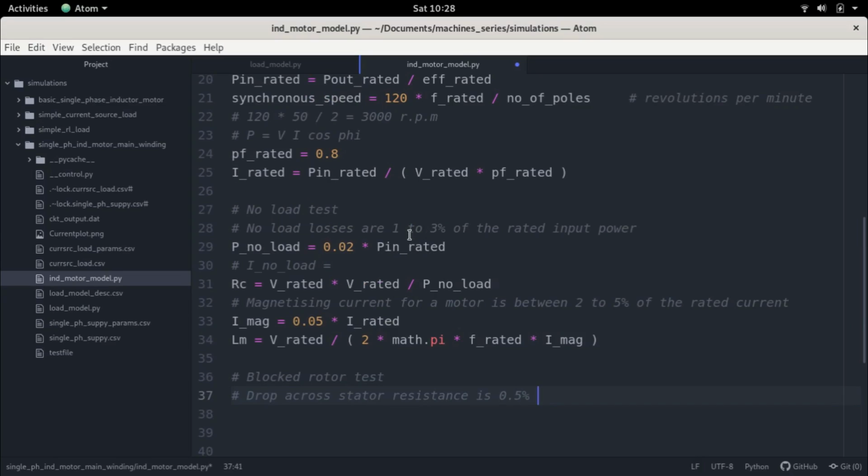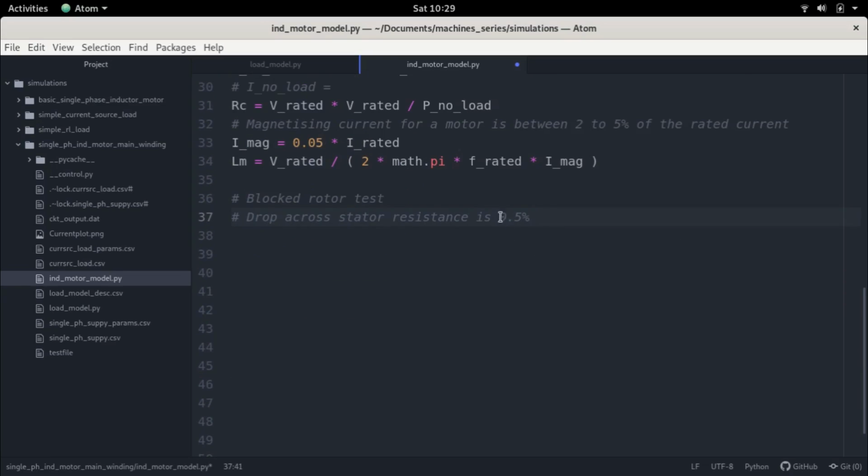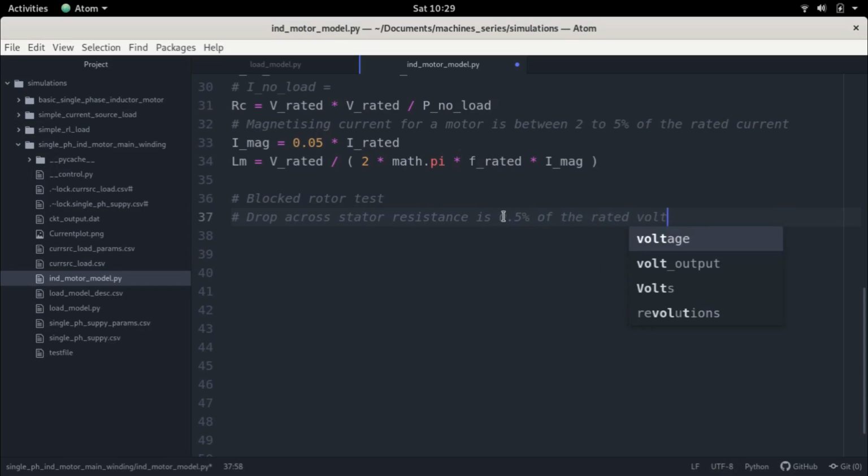Anything more than 2 to 3% of drop in a motor will result in a very inefficient motor. So do not choose something like 5 or 10%, though sometimes people do. So it's very important that any voltage drop, whether it's across a stator resistance or across a leakage reactance, should not be more than 1 to 2% of the rated voltage. Right? So drop is 0.5%.